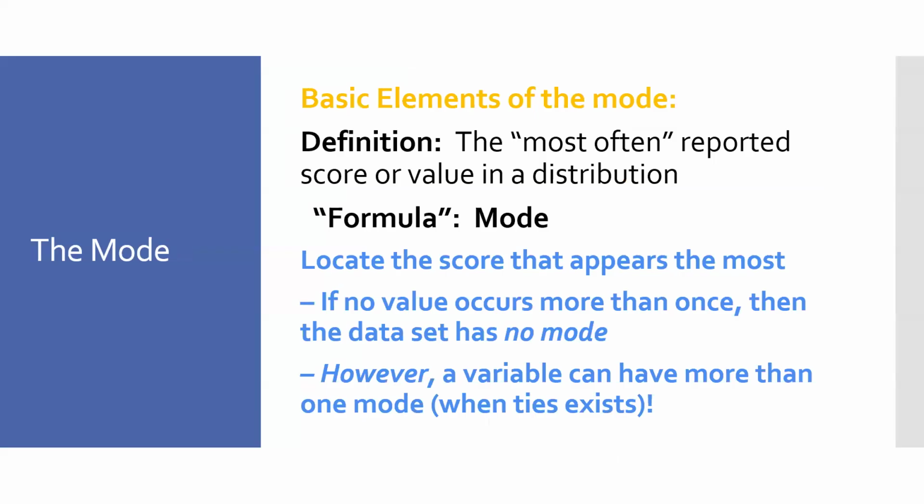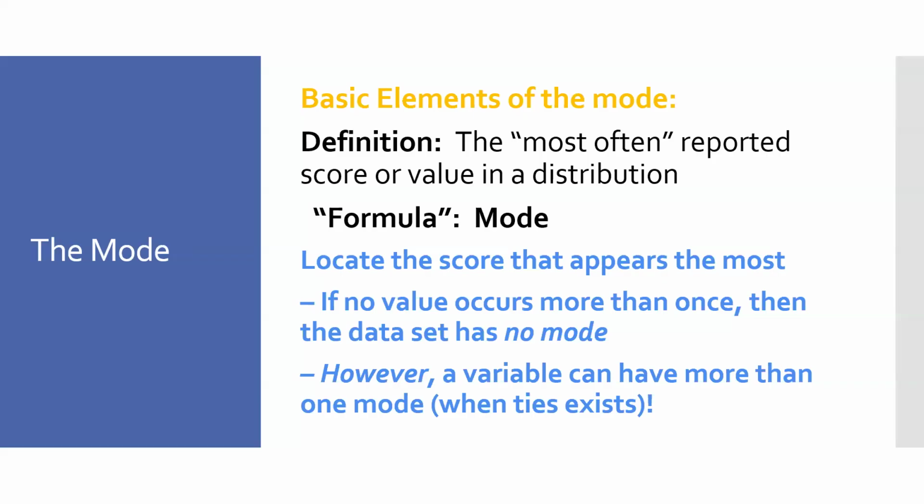The mode, I think the easiest thing to remember about the mode is the most. It's the most often reported score or value of a distribution. So the formula for a mode, basically you take the score that appears the most. If no value appears more than once, so everybody has a different value, we don't consider there to be a mode. We think it's going to be something that's called uniform, where it's all the same.